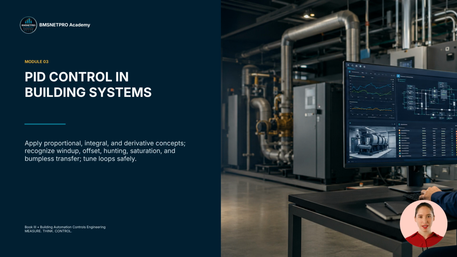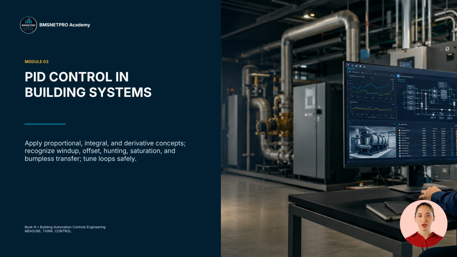Welcome to Module 3, PID Control in Building Systems. In this module, we connect proportional, integral, and derivative control to practical BAS fieldwork. PID is not a magic fix. A loop cannot compensate for bad measurements, weak authority, missing capacity, or a broken final element.